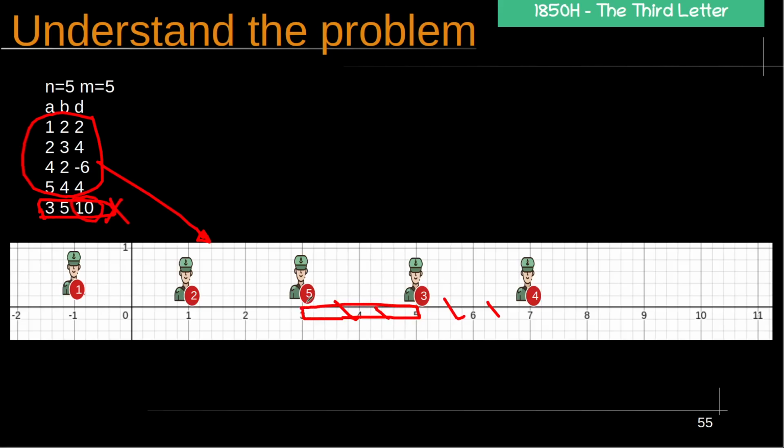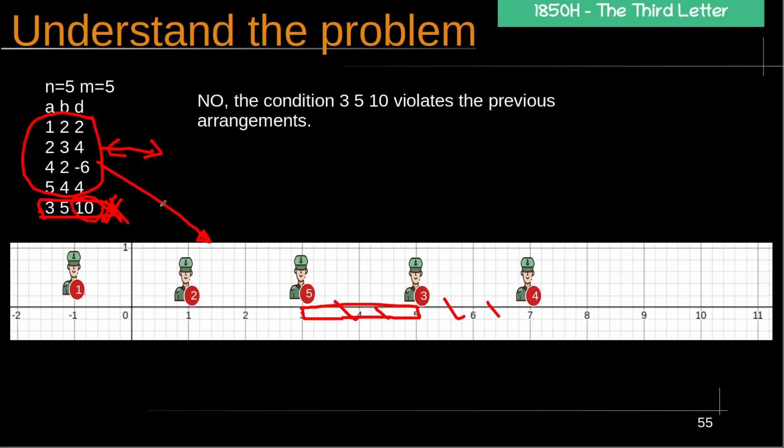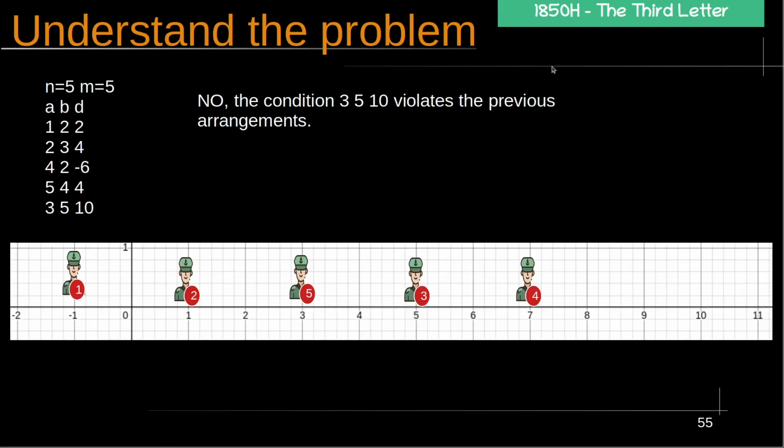So soldier 3 must be using these conditions. After applying these conditions, soldier 5 must be in front of soldier 3 by 2 units. But here we want 10, so we cannot satisfy this condition. 3, 5, 10. So the answer here is no. The condition 3, 5, 10 violates the previous arrangements. Okay. I hope the problem is understood. Before I show you the solution, I'd like to make some observations.